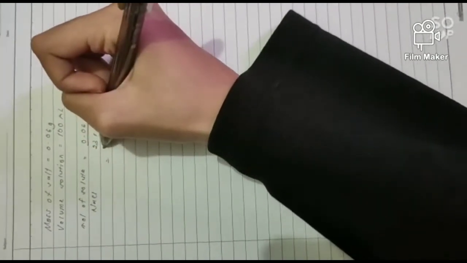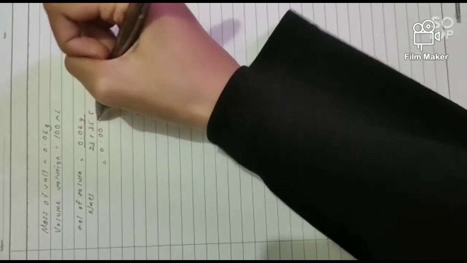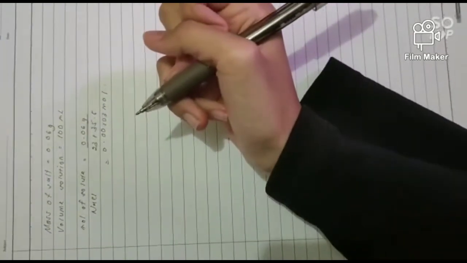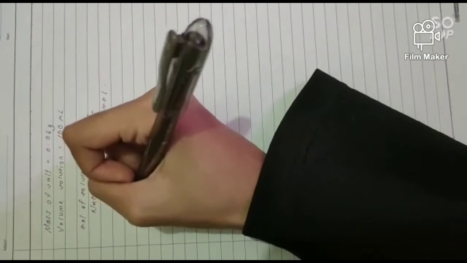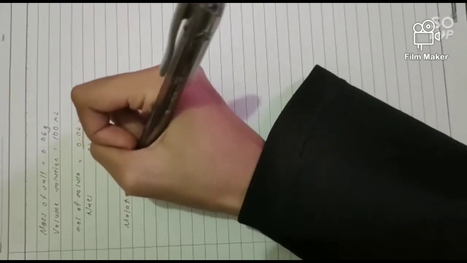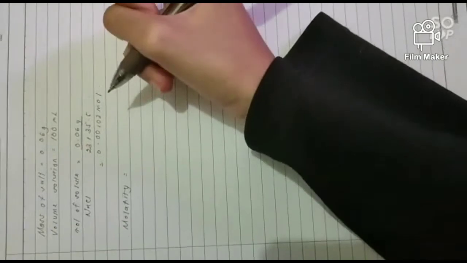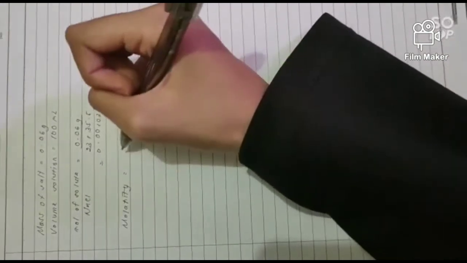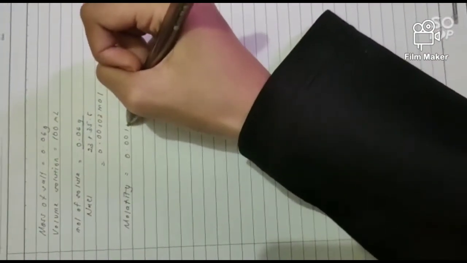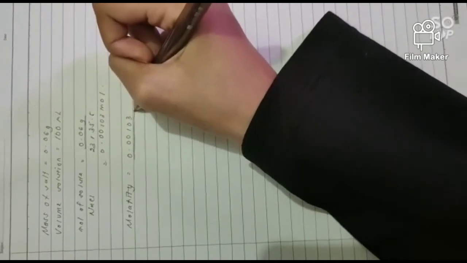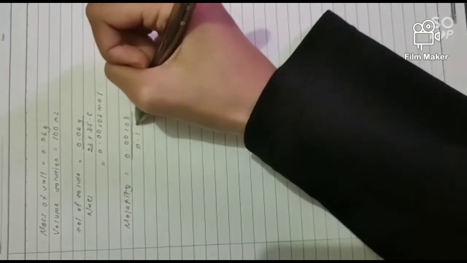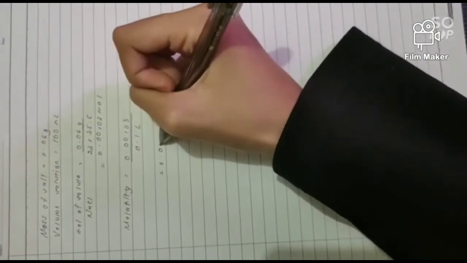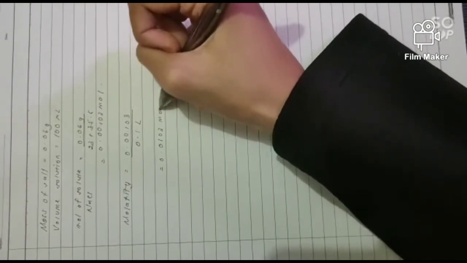You will get 0.00103 mole. Now we can find the molarity. To find molarity, you have to divide the mole of solute divided by volume of solution. So 0.00103 divide with 0.1 liter. So you will get 0.0103 mole per liter.